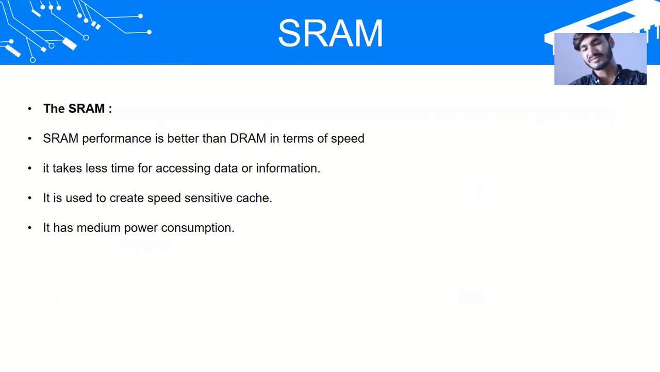Now we will discuss SRAM. SRAM's performance is better than DRAM in terms of speed. It takes less time for accessing data or information. It is used to create speed-sensitive cache. It has medium power consumption.